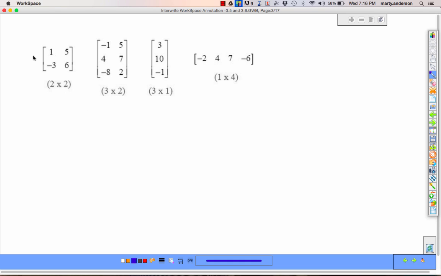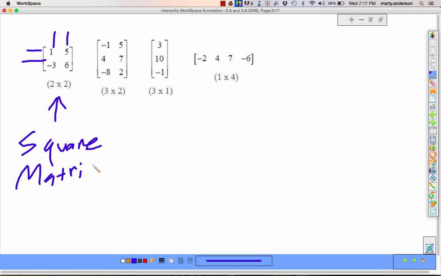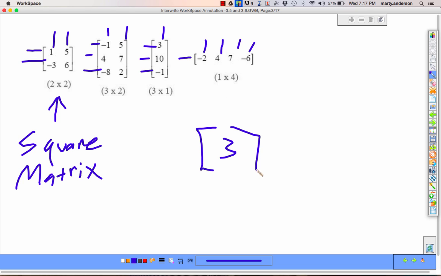Here's some examples. 2 rows, 2 columns. This is considered a square matrix. Anything where the rows equal the columns is considered a square matrix, for obvious reasons. This is a 3 by 2, 3 by 1, 1 by 4. Please keep in mind that this is also a matrix. It's just considered a 1 by 1. Sometimes that comes up. So rows first, columns second.